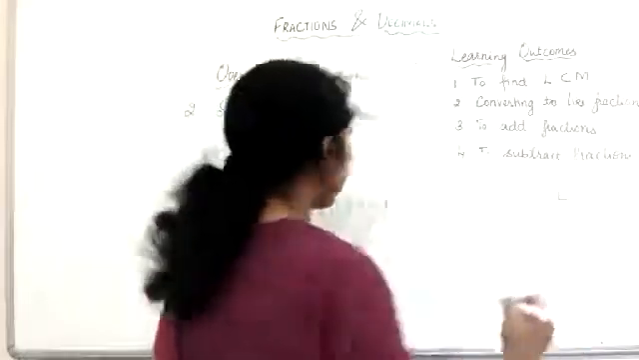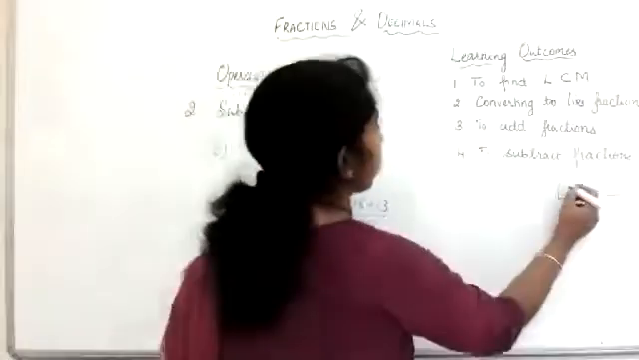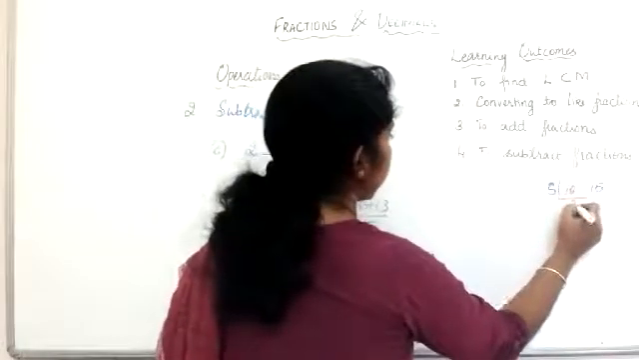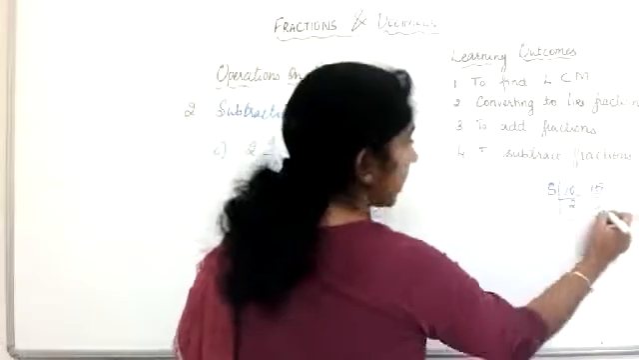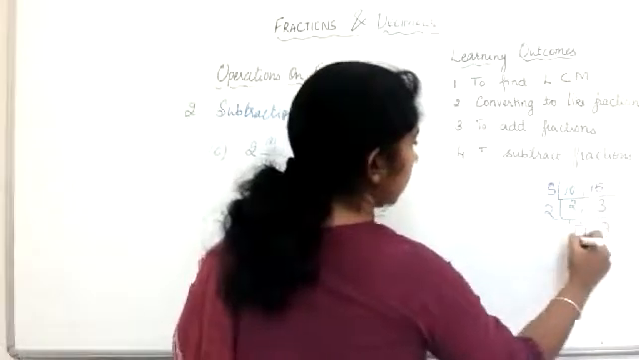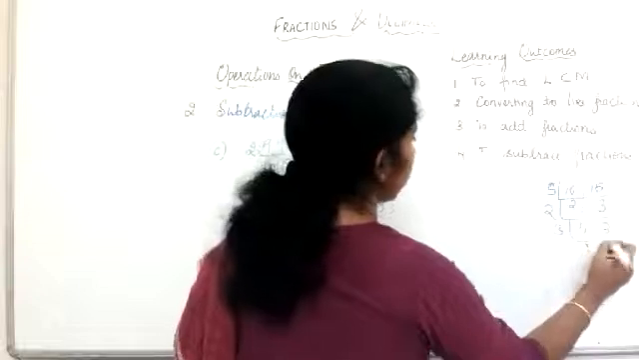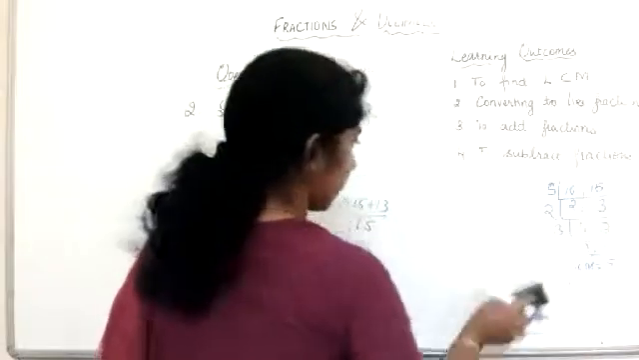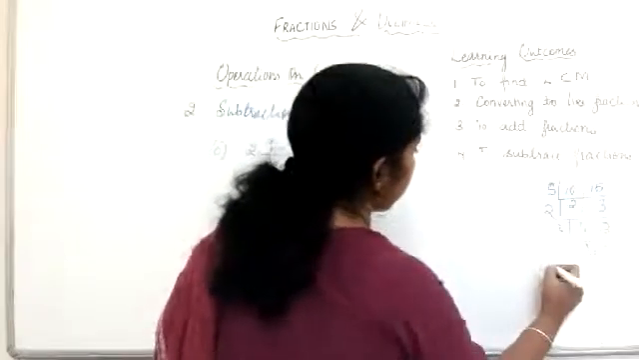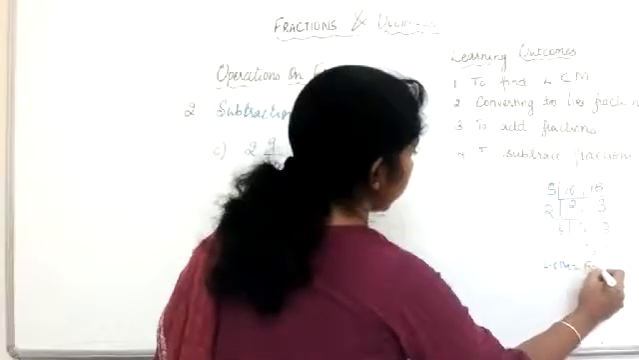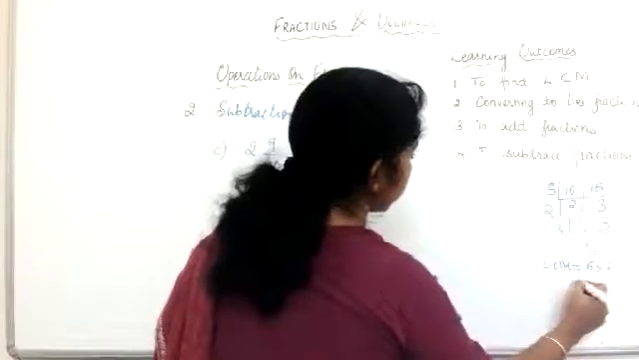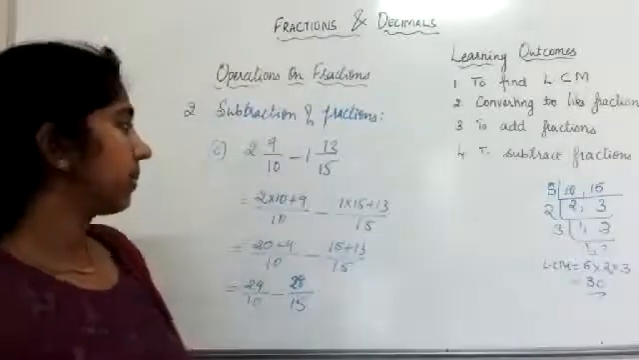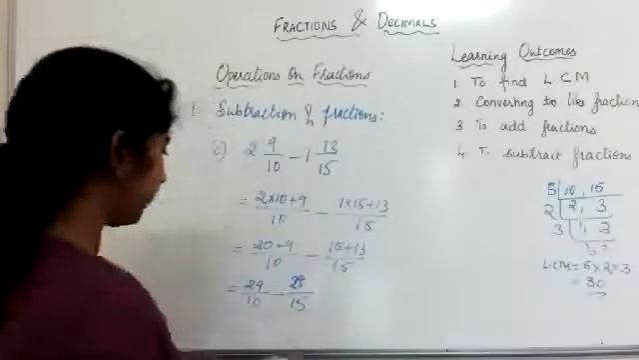So LCM is for the numbers 10 and 15. So 10 and 15, 5s are 10, 5 2s are 10, 5 3s are 15. So 2, 1, 3. So again 3, 1, 1. So LCM is 5 into 2 into 3. 5 2s are 10, 10 3s are 30. So you get LCM as 30 then. Okay, so we will do here directly.